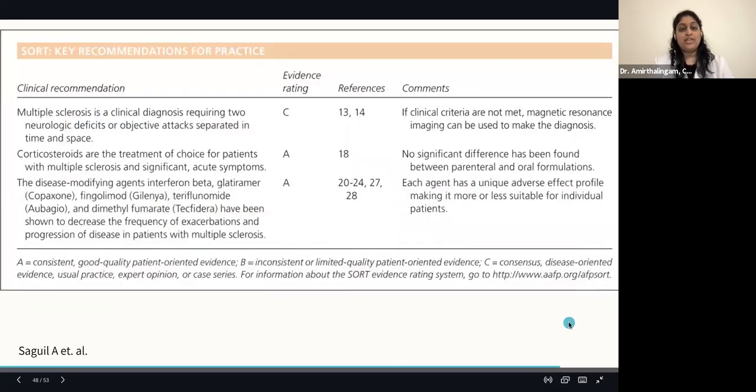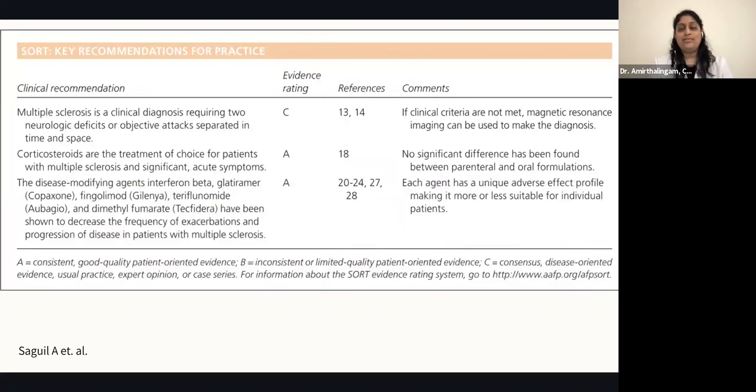And this is just a key recommendation for practice that I've obtained from the American Academy of Family Physicians, showing level A evidence that corticosteroids are the treatment of choice for significant acute symptoms, and disease-modifying agents such as interferon beta, Copaxone, as we've just discussed, are also shown to decrease the frequency of exacerbations and progression of disease in patients with multiple sclerosis.